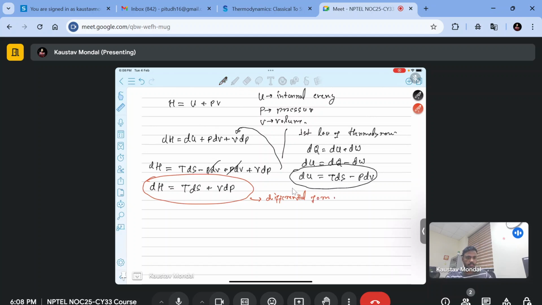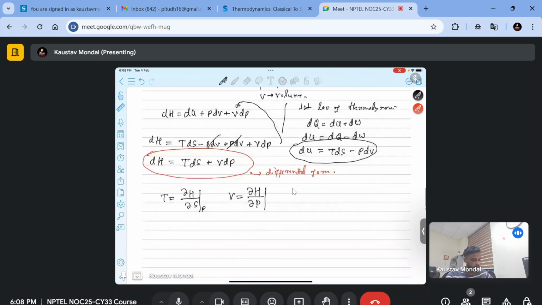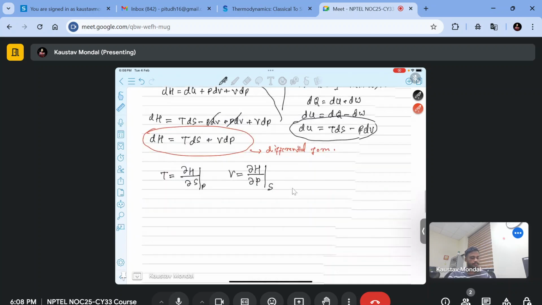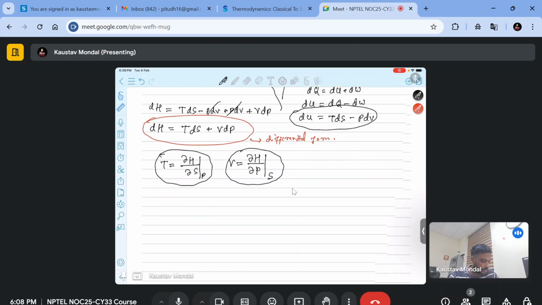Now from this expression we can write T as del H by del S at constant pressure, and V as del H by del P at constant S. So temperature can be written as del H by del S at constant pressure, and volume can be written as del H by del P at constant S.